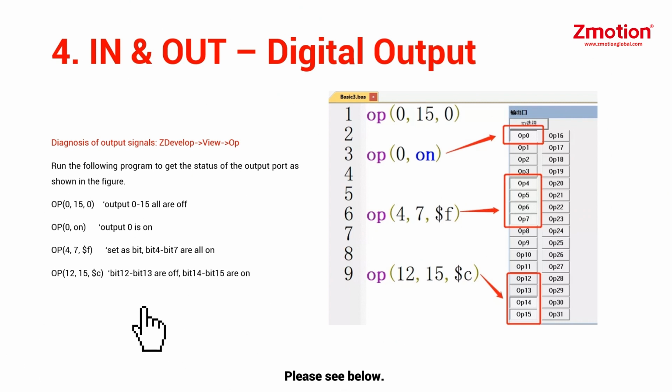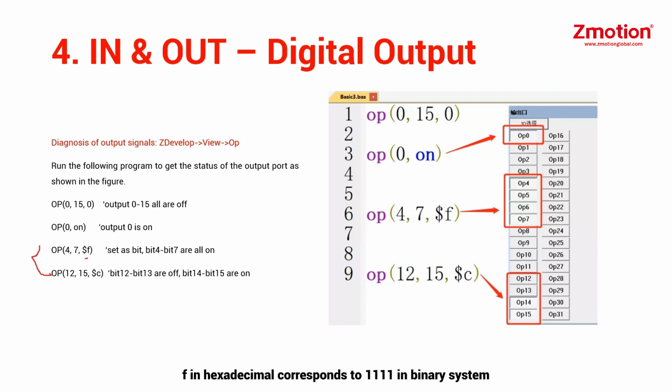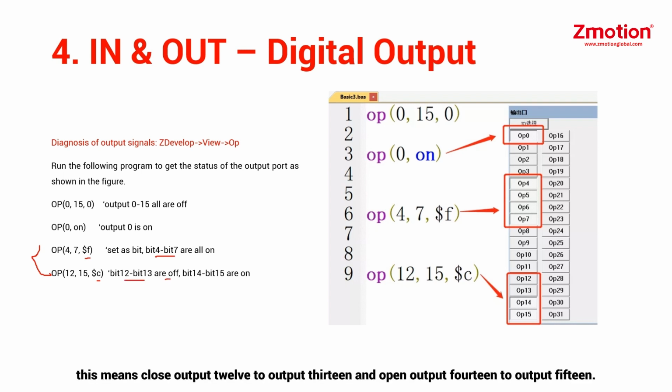Please see below. The last 2 means open outputs in bulk as bit. F in hexadecimal corresponds to 1111 in binary system. This command means open output 4 to output 7. C in hexadecimal corresponds to 1100 in binary system. This means close output 12 to output 13 and open output 14 to output 15.